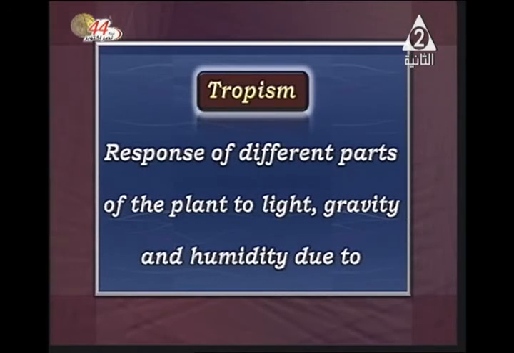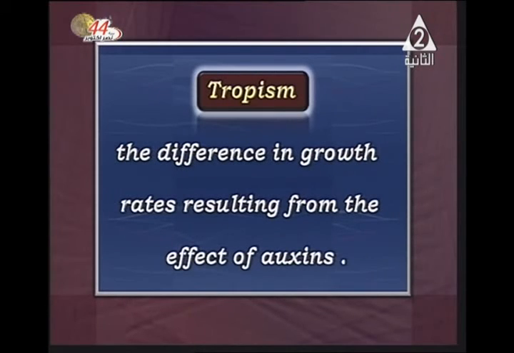It is the response of different parts of the plant to light, gravity, and humidity. Light, we call it phototropism. Gravity, geotropism. Okay? But before starting the examples, you have to know that the main reason for tropism is the effect of auxins, and auxins are hormones of the plant. We're going to study them in the next chapter.